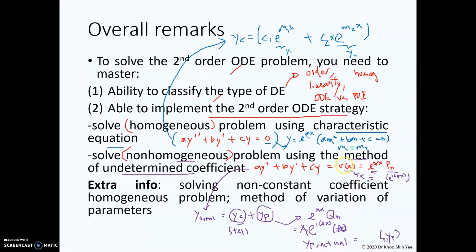If we change the right hand side function to cos 5x, in this case, cos 5x will be equal to the real part of exponential i5x based on the Euler formula.